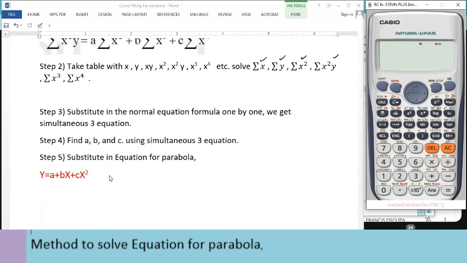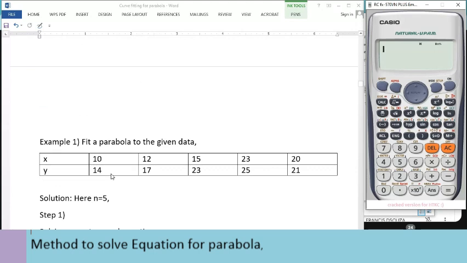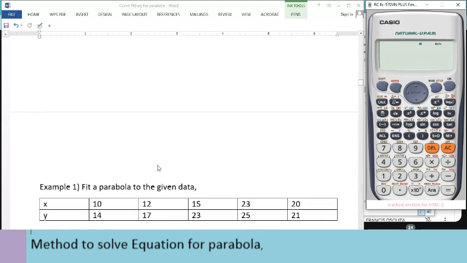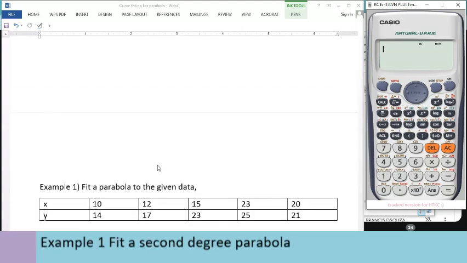Okay, shall we start with the example quickly? Very good. Everybody is waiting to simplify. Yes, students, please write down. Example 1: fit a second degree parabola to the given data. You can write second degree if you want, or just parabola is also enough. Here the data points are given: x is 10, 12, 15, 23, 20, and y they have given here as 14, 17, 23, 25, and 21.